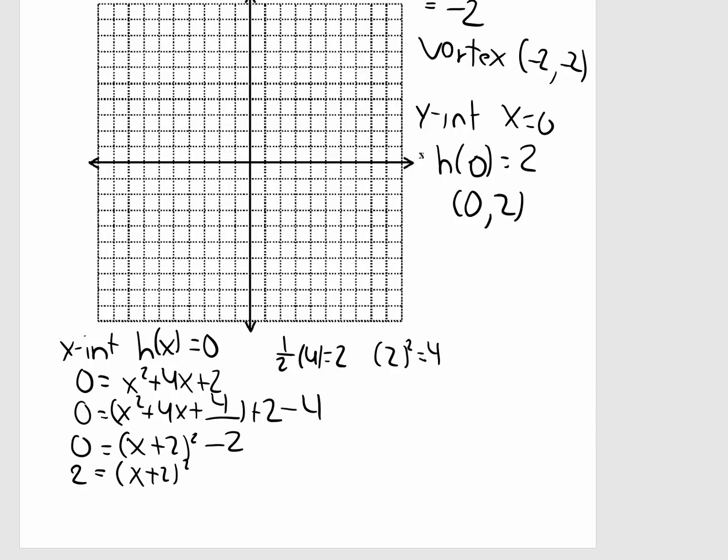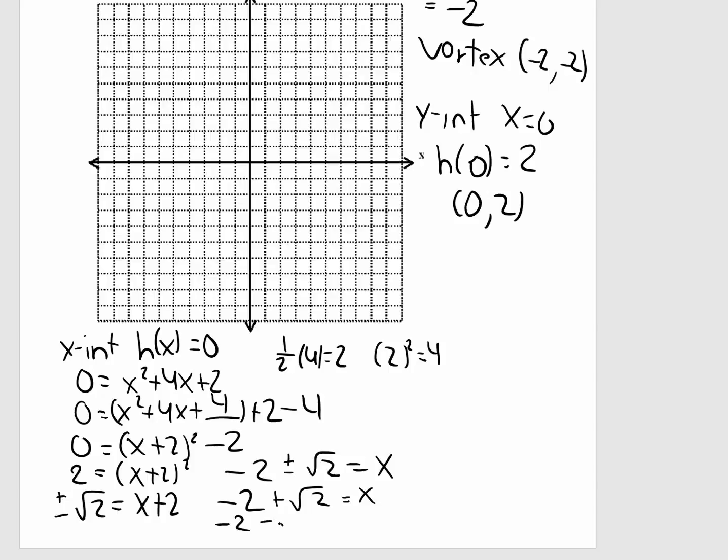Take the square root of both sides. Remember, that's plus or minus. And then subtract 2. So I have two solutions here. Negative 2 plus the square root of 2 is equal to x. And negative 2 minus the square root of 2 is equal to x.